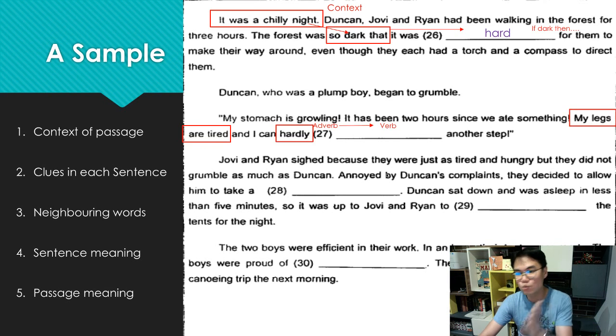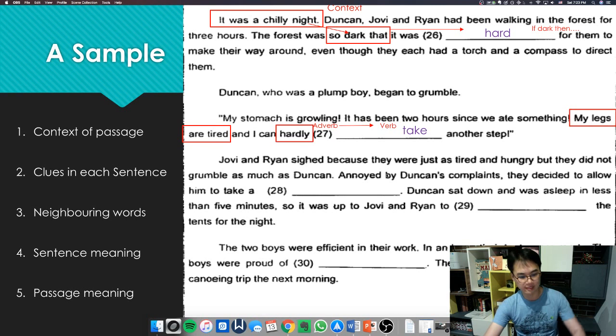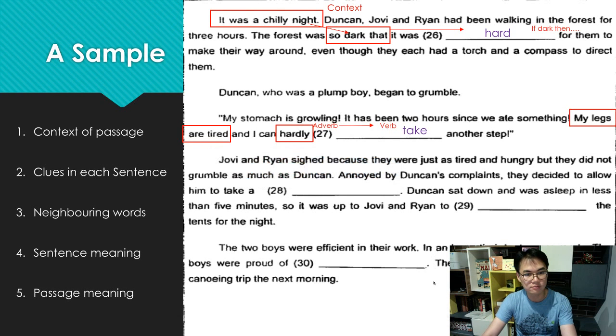So I can hardly what? And the clue that follows is another step. So what do you do with the step? You take another step. Okay, I can hardly take another step. And the word is take. Why is take in the present tense? Can anyone tell me? All right, so let me look at the chat window now.